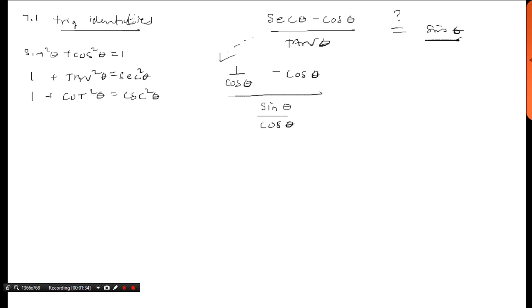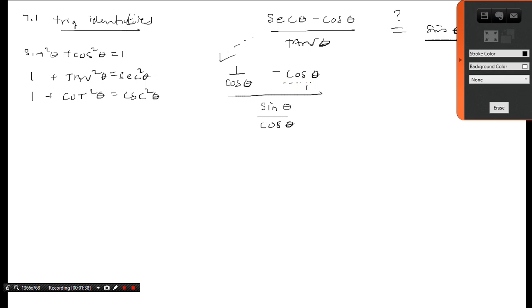Alright, so let's find the common denominator here and look at my numerator. This is cosine over 1. Let's change a little bit of color here so that I can show you guys what I'm doing. I'm going to multiply by cosine of theta over cosine of theta. And by doing that, I get 1 minus cosine squared theta all over cosine of theta. Life is wonderful. Don't forget I have this fraction over here that I still need to deal with.